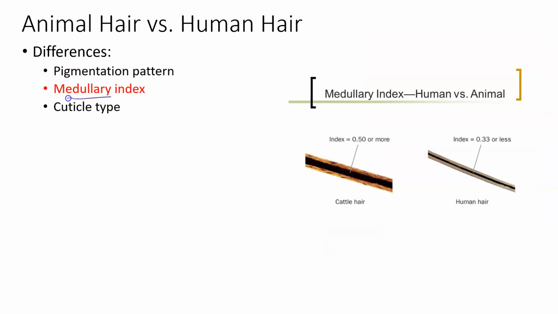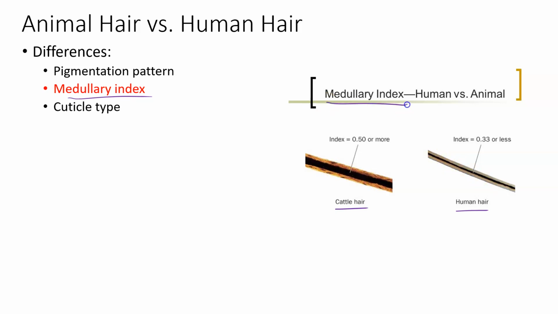Okay, so going into the medullary index, which is the second difference we're going to focus on. Remember, pigmentation was that first difference, where the pigmentation is either uniform in human hairs or clumped in animal hairs. The medullary index is looking at how thick the medulla is compared to other hairs. So this is a cattle hair. Okay, this is a cow. This is a human hair. You can see that the relative thickness of the overall hair is different, but you can actually see, most notably, that the medulla in a human hair is much, much thinner than the medulla of the cattle hair.